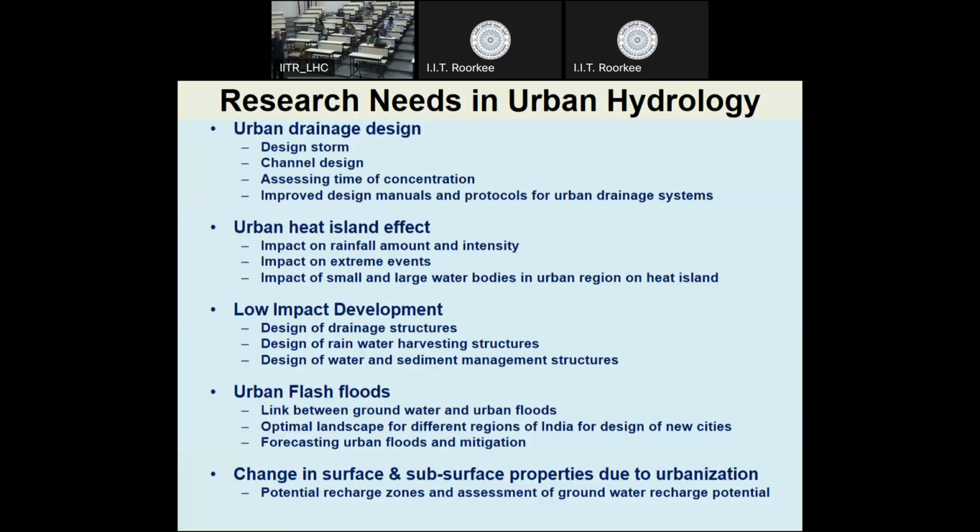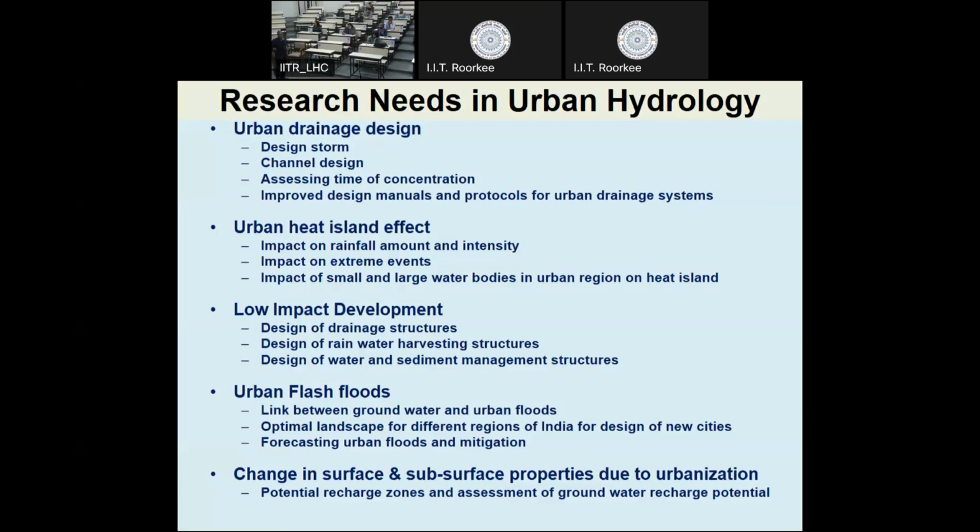We should be able to better assess time of concentration, that tells us how much response time we have. And finally, the design and drainage manuals. These require to be updated, keeping in view the new data and the new properties of climate.